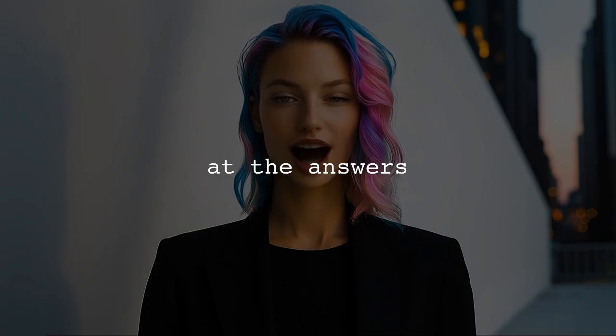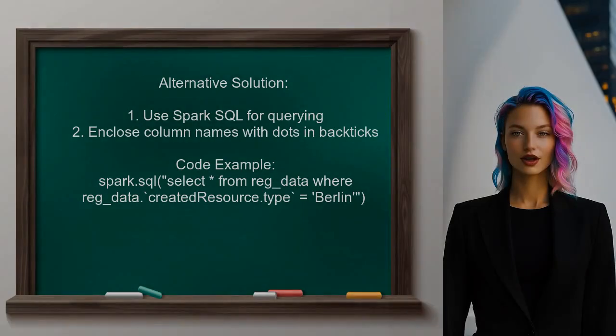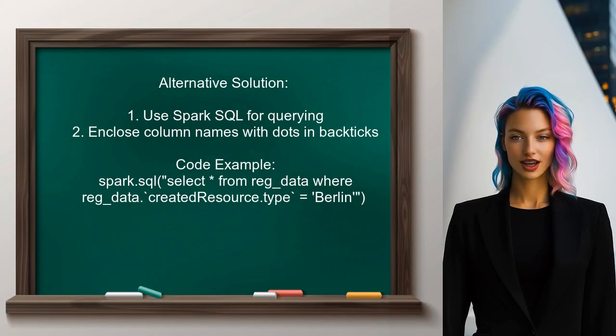Now, let's look at the answers provided by other users. An alternative solution provided by another user involves using Spark SQL. They suggest querying the data frame directly with a SQL command, allowing you to reference columns that contain dots in their names by enclosing them in backticks.